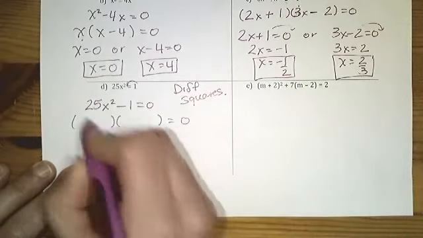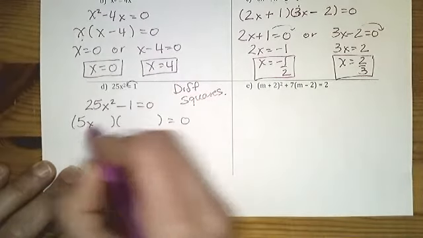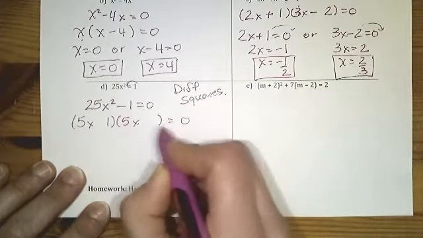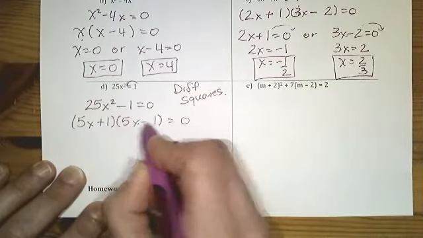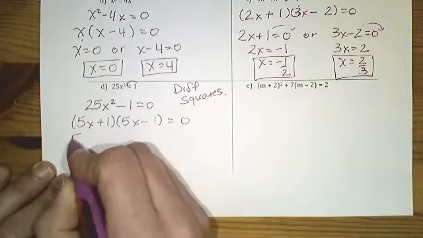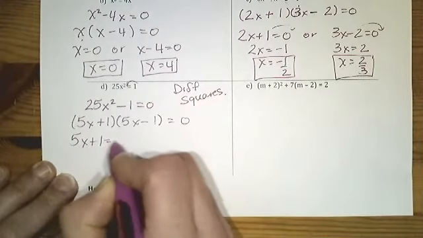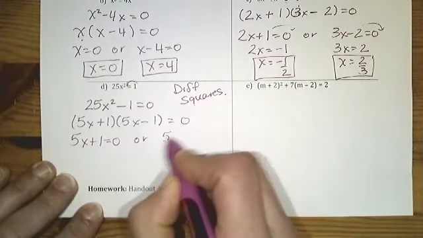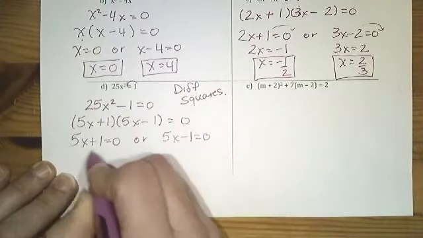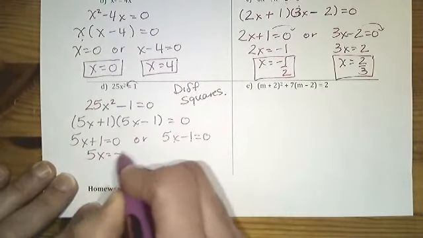previous video. So square root of the first term, square root of the last term, different signs in each bracket. And I'm going to take each expression in the bracket, set it equal to 0, and I will solve those equations.